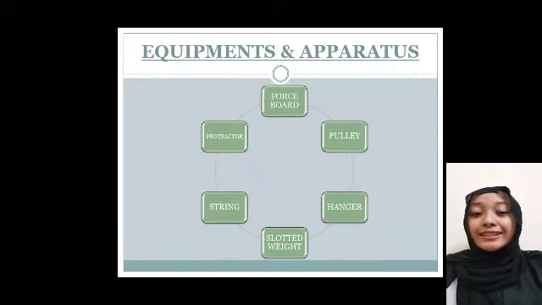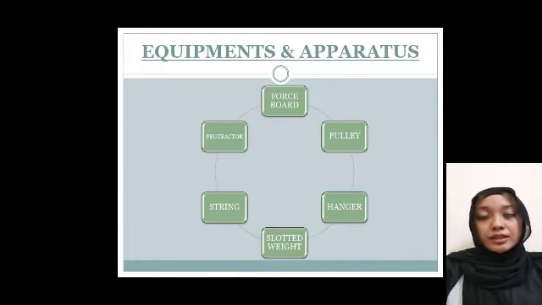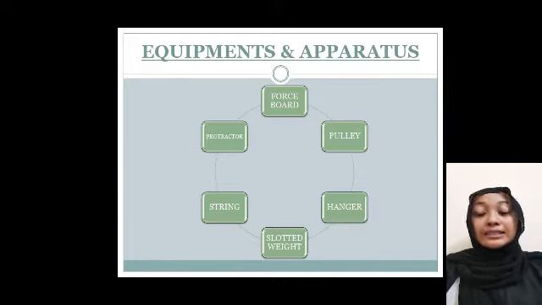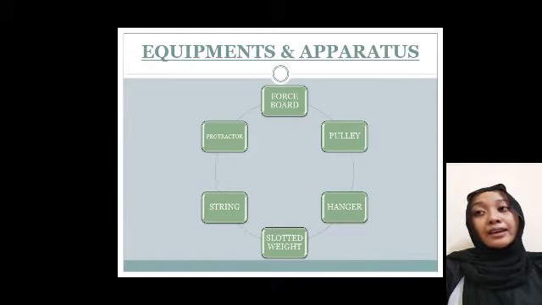Assalamualaikum dan selamat sejahtera. Equipment and apparatus. The equipment that we use in the lab is six items. The first one is the force board. The function of the force board is to help a student visualize how forces act and give them practice with vector addition, as force is a vector.